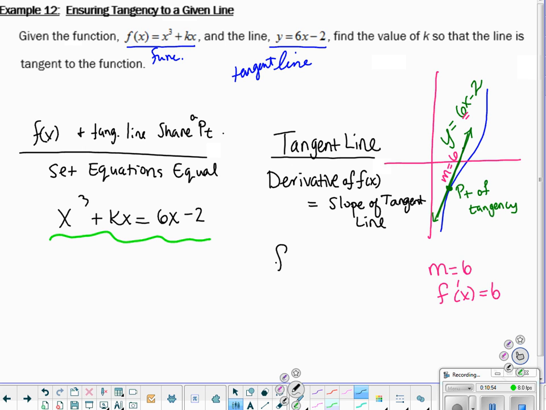Alrighty, so I want to go f prime of x equals my slope of 6. Capture f prime of x. I'm going back, I'm looking upwards, you guys. 3x squared plus k equals 6.